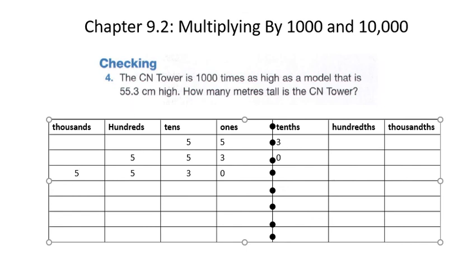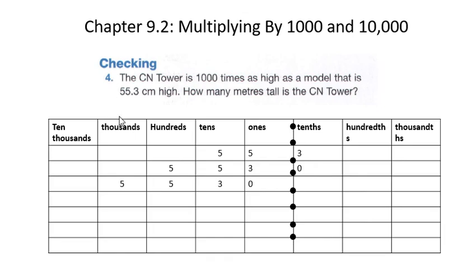So now I'm going to add one more column here because it won't fit on this. So let's add one more column. So I have my 10,000s column. We're going to multiply it by 10 one more time. So if I multiply, let's start from the left this time. If I multiply 5,000s by 10, I get 5 10,000s. If I multiply 500s by 10, I get 5,000s. If I multiply 3 10s by 10, I get 3 hundreds. 0 ones by 10, I get 0. 0 tenths by 10, well, it's going to be 0 the rest of the way.